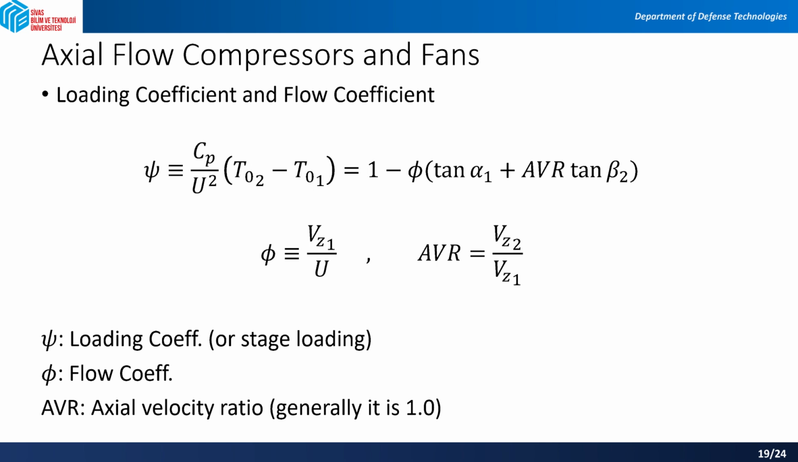It expresses exactly how much the axial velocity is changing through one stage of the blades. I mean, when it enters the stage of blades, whether rotating or not rotating, and when it exits, how much the axial velocity magnitude is changing.